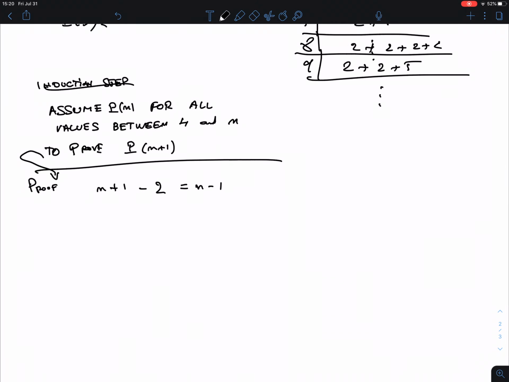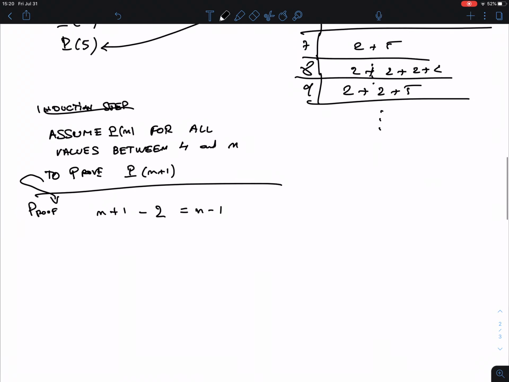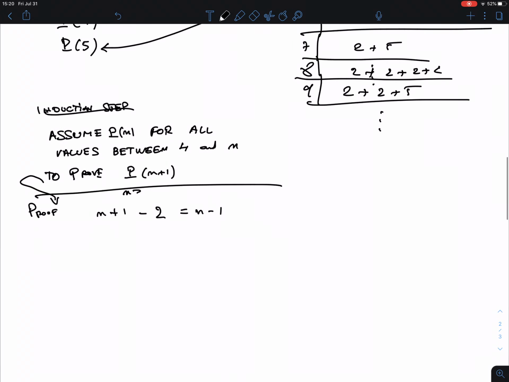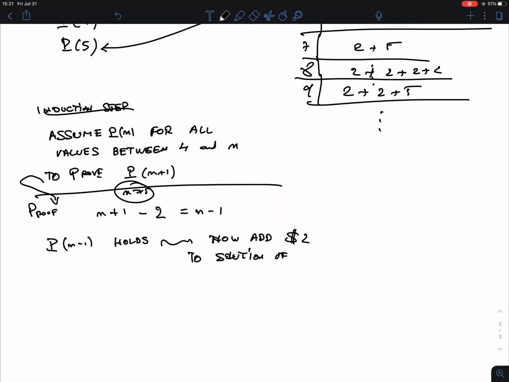Okay, so let's go back now to the proof. If n is 4, I have a problem. But if n is at least 5, then there's no problem, because then this number here is 4 or more, but it's less than n, so I know it's true, I know how to do it. So Pn minus 1 holds. So now add a $2 bill to this solution to get Pn. Okay, that's how it works.